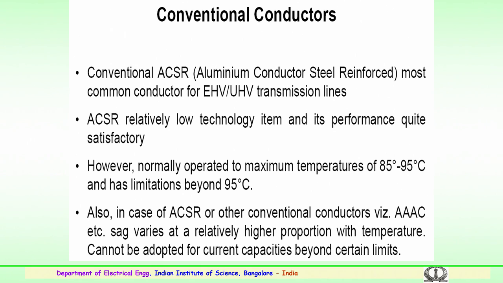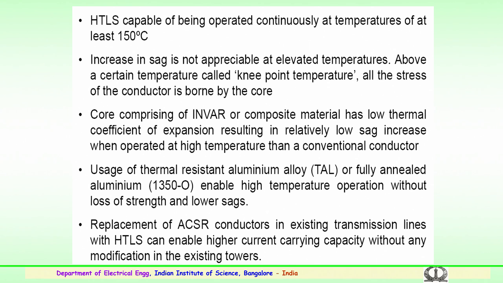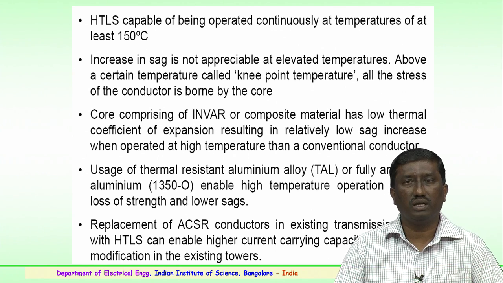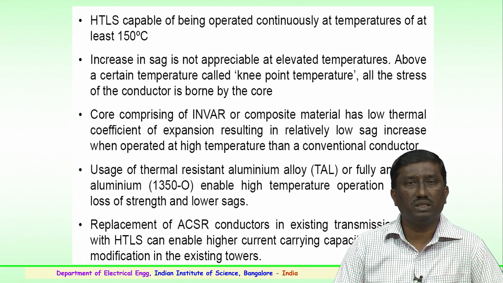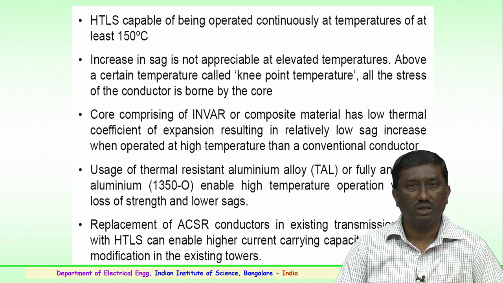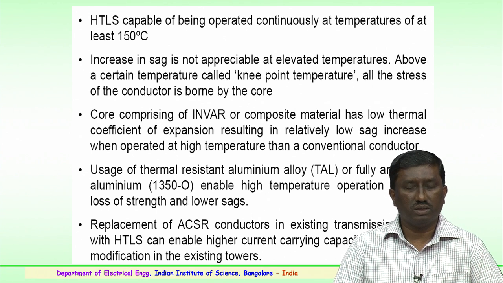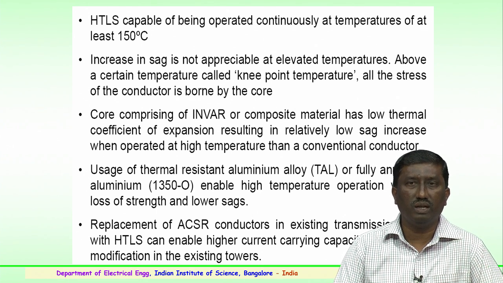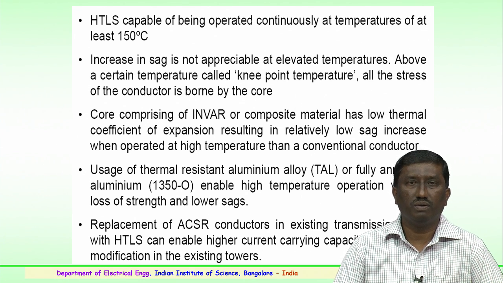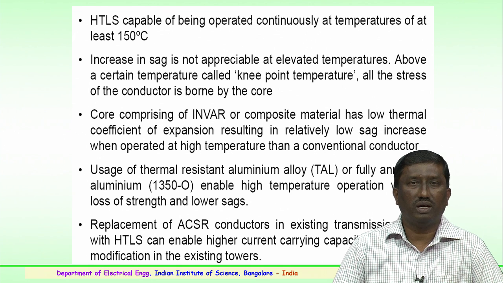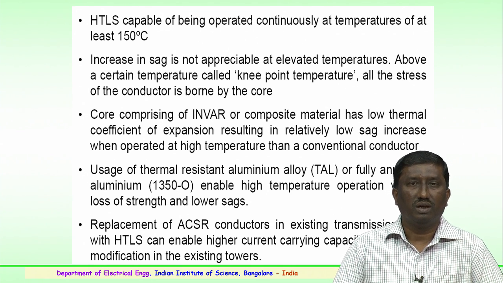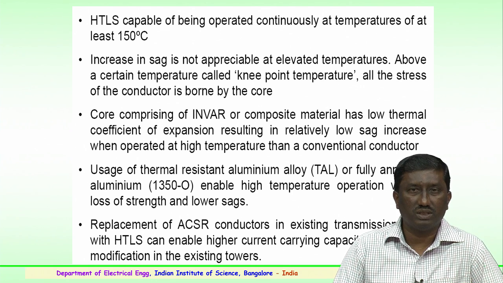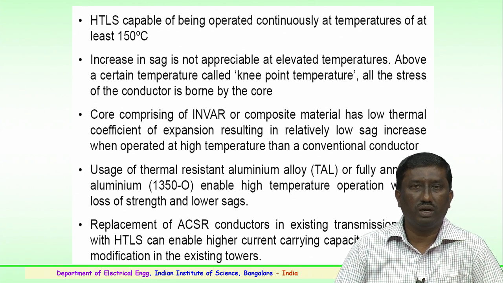So, an alternative and newer technology is being recommended, and it is being used and operated in the country at very high temperatures. The HTLS or high temperature low sag conductors which we have discussed are capable of being operated continuously at a temperature of at least 150 degrees, minimum of 150. We have seen their performance in the laboratory up to 200 degrees.